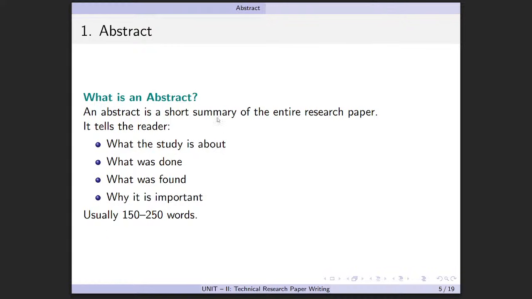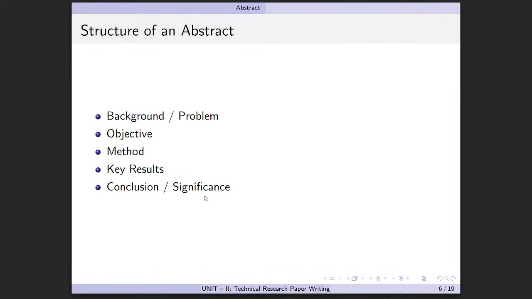So these are the things you need to mention in the abstract. The abstract should strictly follow this particular rule: it should be 150 to 250 words. Okay. So, the structure of an abstract: background.